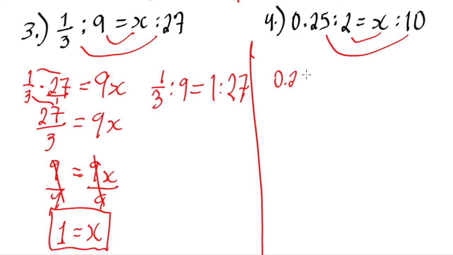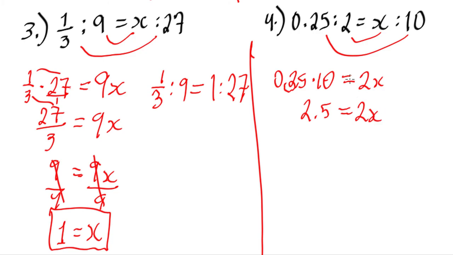0.25 times 10 equals 2 times x. That's going to give us 2x. So for 0.25 times 10, you just need to view my video about multiplying by multiples of 10. We will be moving the decimal point to the left once. That's going to give us 2.5 equals 2x.